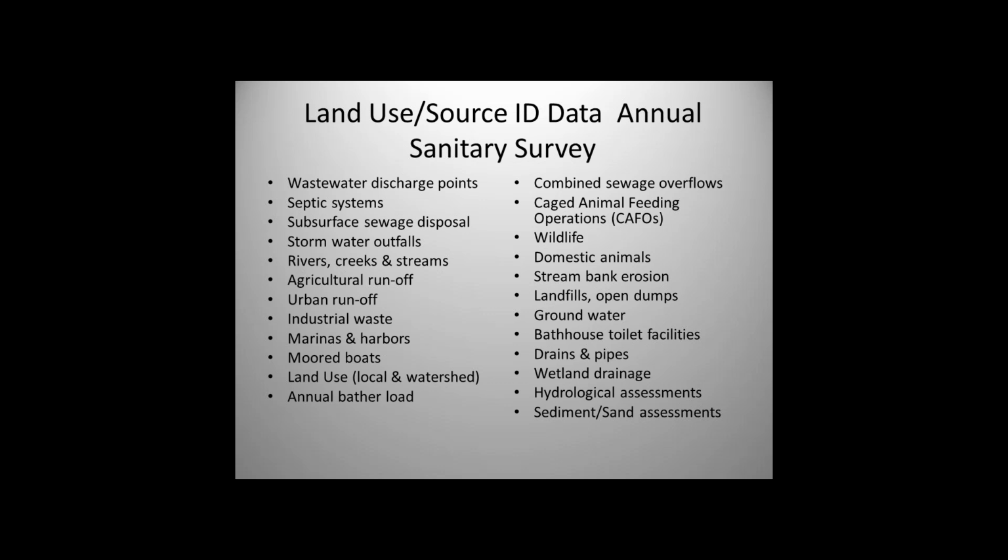Again, as I mentioned before, we look at land use, so kind of going outside of the box a little bit. Are there any potential septic systems that may be leaking, et cetera? Rivers, creeks, and streams, agricultural runoff, again, marinas and harbors. So looking outside of the scope that typically is just the beach, looking outside of that.